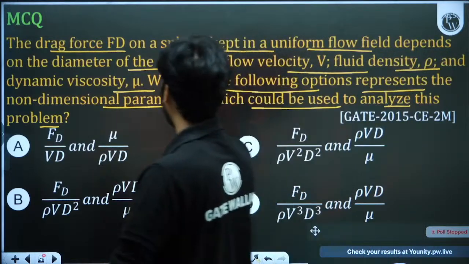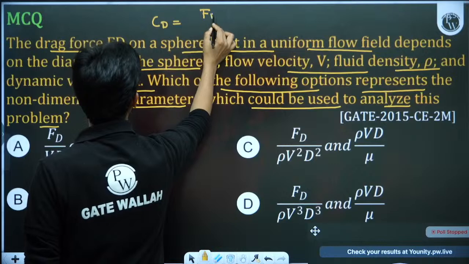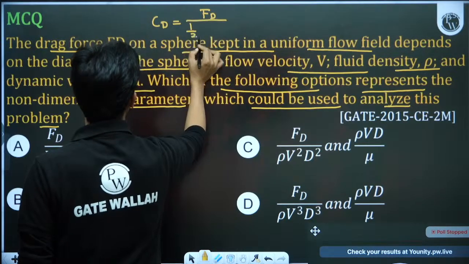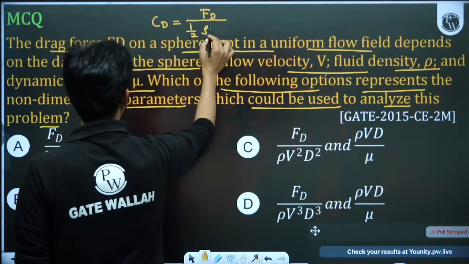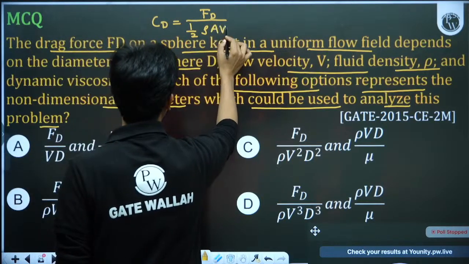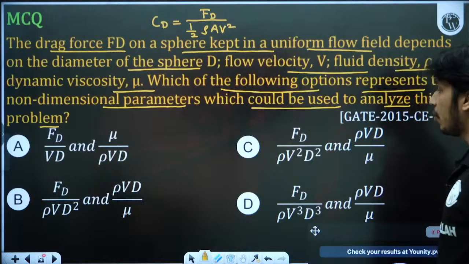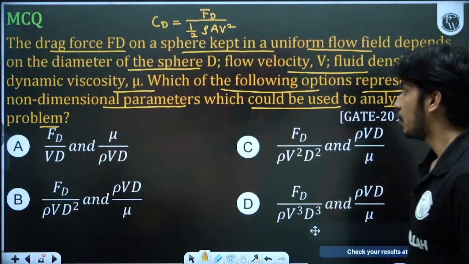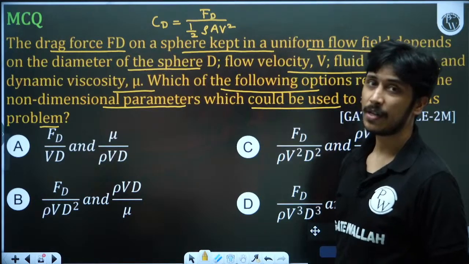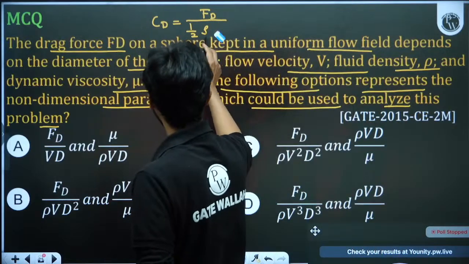First is your drag coefficient. What is drag coefficient? Drag coefficient is actually Fd upon half rho V d square. Sorry, rho V d square, not rho A V square. But drag coefficient is not your dimensionless factor, because drag coefficient also depends upon the Reynolds number. So what we will do, we will make this as dimensionless.